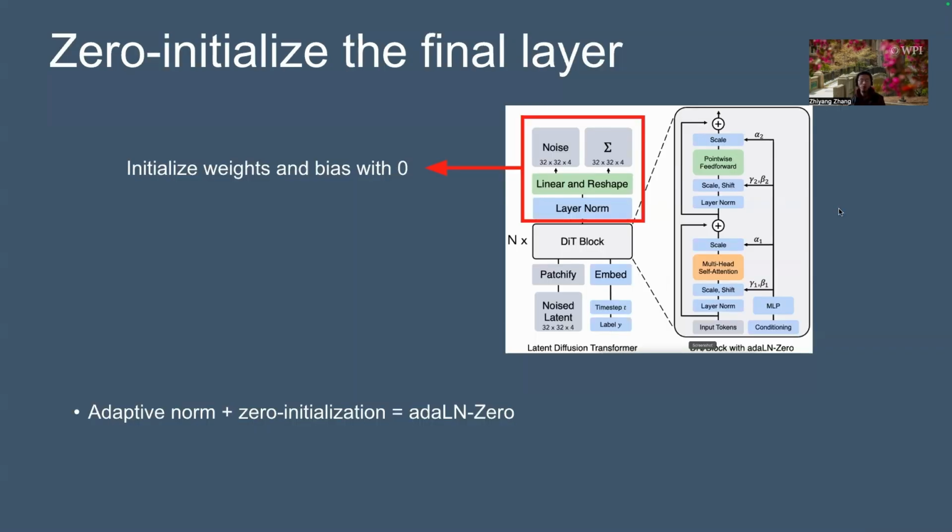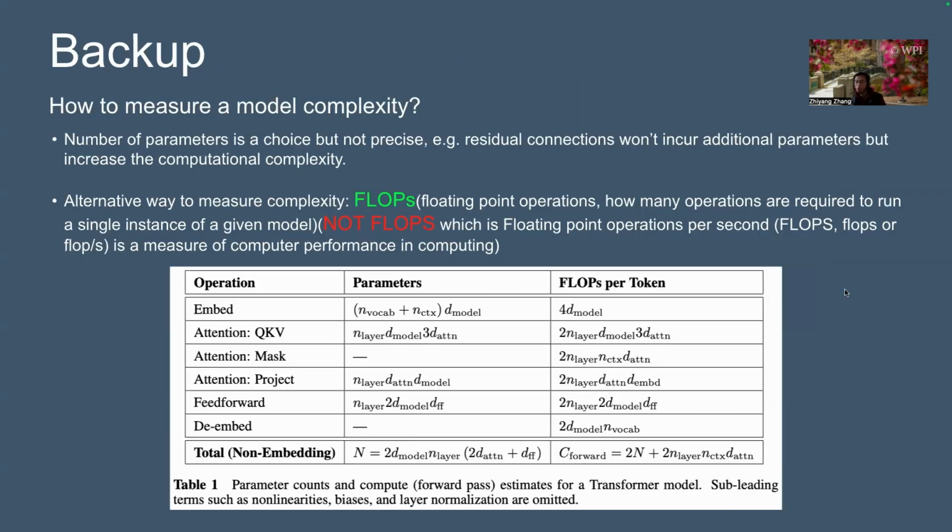In diffusion transformer, we also initialize the final layer weight and the bias with 0. In this paper, the model with adaptive normalization and zero initialization is denoted as adaLN-Zero. The essence of the diffusion transformer design has been introduced completely. Next, I will cover some experiments in this paper.